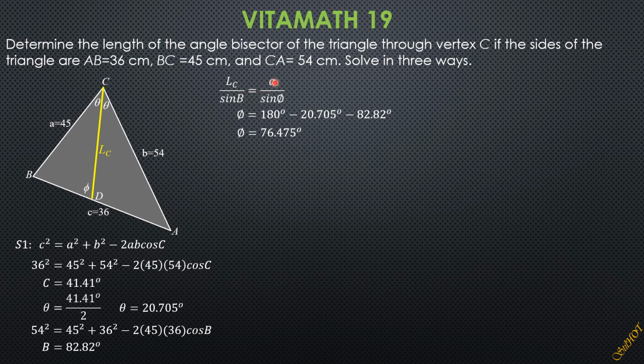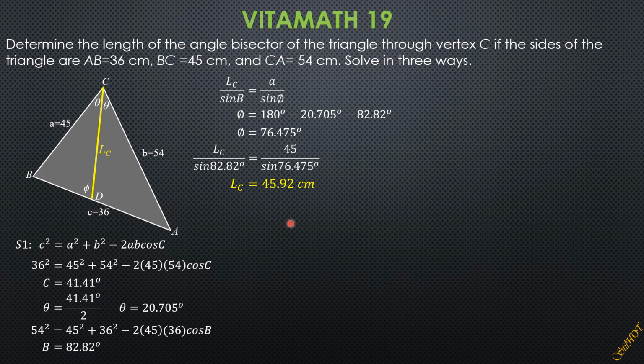Substitute into this equation where A is 45. L sub C as to sine of 82.82 degrees equals 45 as to sine of 76.475 degrees. Finally, the length of the angle bisector through C is 45 sine 82.82 degrees divided by sine of 76.475 degrees. Using your calculator, L sub C is 45.92 centimeters. So that's supposedly not a problem as long as you are prepared in the mathematics involved. This is just basic mathematics, basic trigonometry.